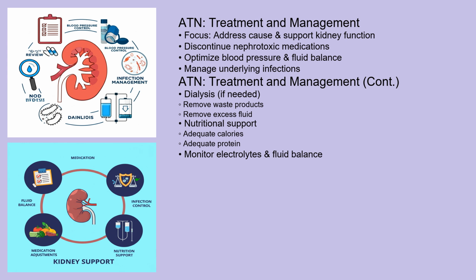So how is ATN treated and managed? Treatment for ATN focuses on addressing the underlying cause and supporting kidney function until the tubules can repair themselves. This may involve discontinuing nephrotoxic medications, optimizing blood pressure and fluid balance, and managing any underlying infections. Dialysis may be necessary to remove waste products and excess fluid from the body if the kidneys are unable to do so adequately. Nutritional support is also important to ensure adequate calorie and protein intake. Careful monitoring of electrolytes and fluid balance is essential throughout the treatment process.